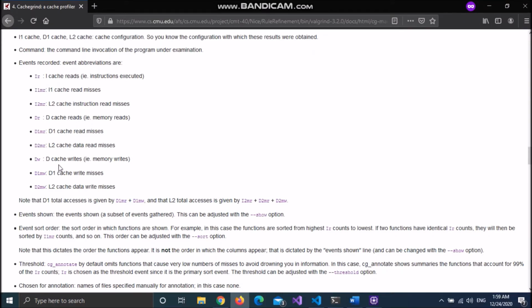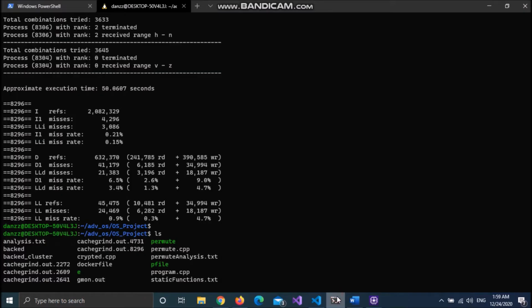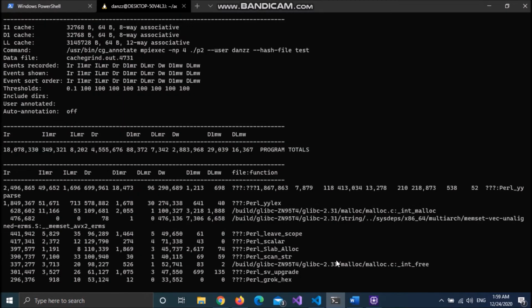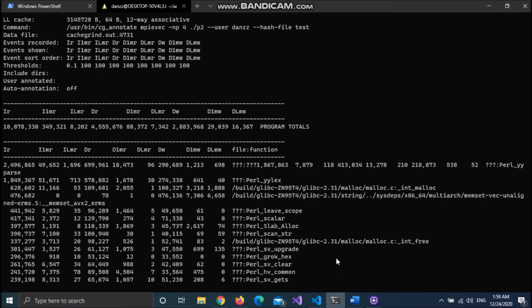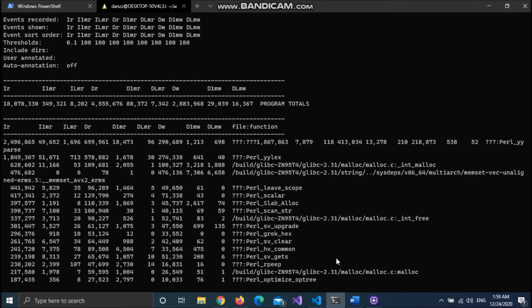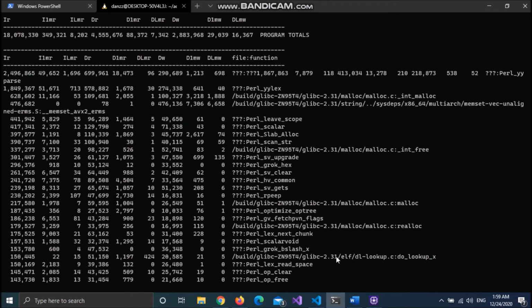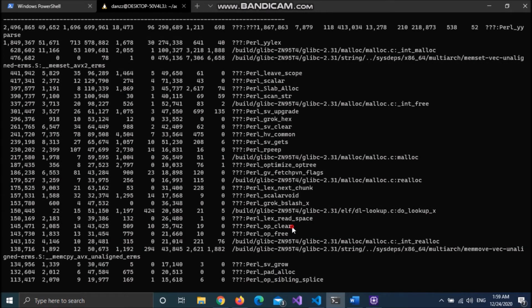And Dw, D cache writes, that is memory writes, and D1mw, D1 cache write misses, and D2mw, data write misses at level 2 cache. So this can be used to optimize the program at function level.